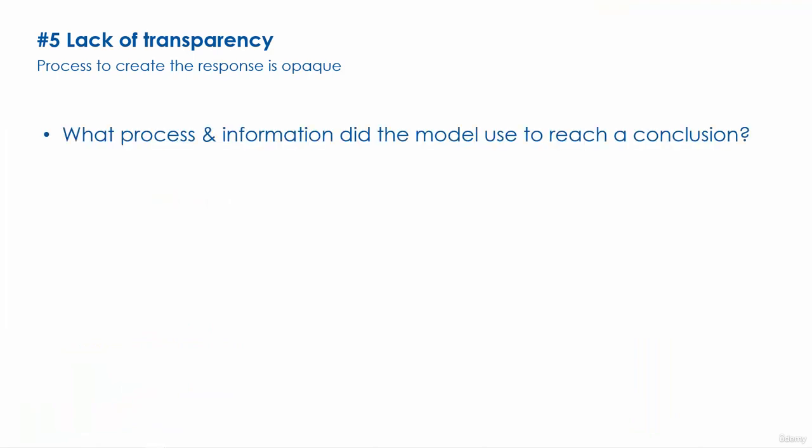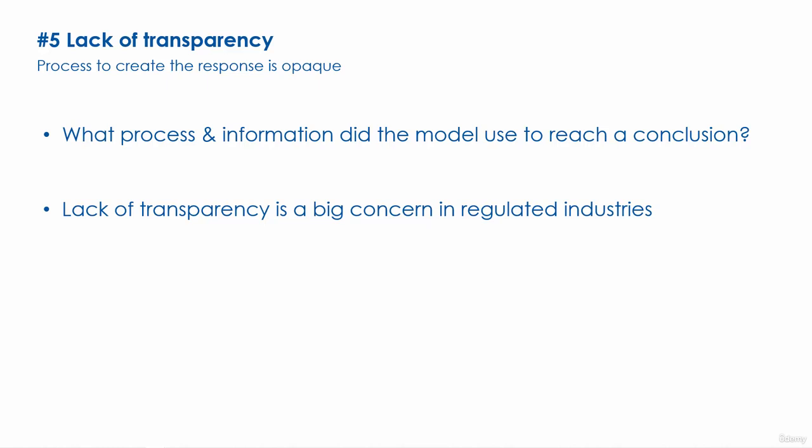The next challenge is the lack of transparency. Transformer models are complex, and it is virtually impossible to understand what process and information they have used to produce a response. This lack of transparency is a big concern to enterprises, especially those in regulated industries. In sectors such as finance, healthcare, and others, where regulations and compliance standards are stringent, there is an increased emphasis on understanding and explaining the decisions made by large language models. This is an active area of research. Researchers are developing explainability techniques to interpret and understand the decisions made by LLMs.